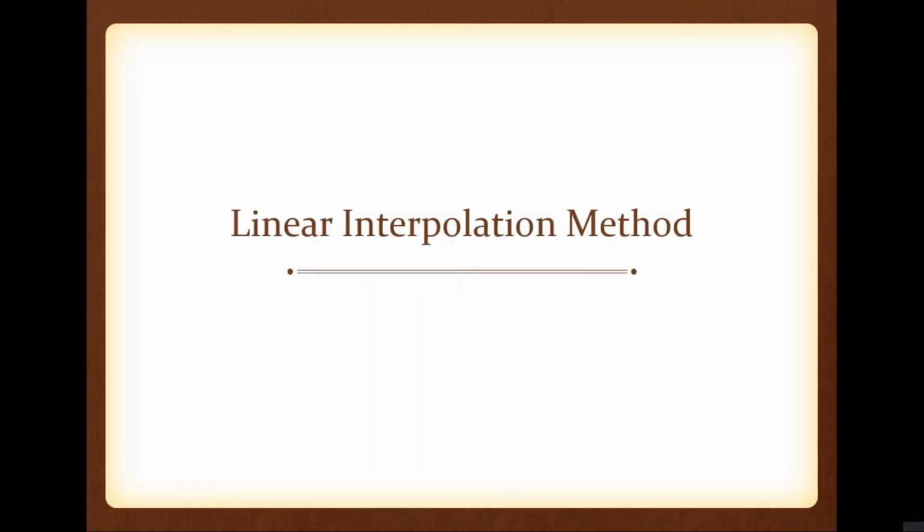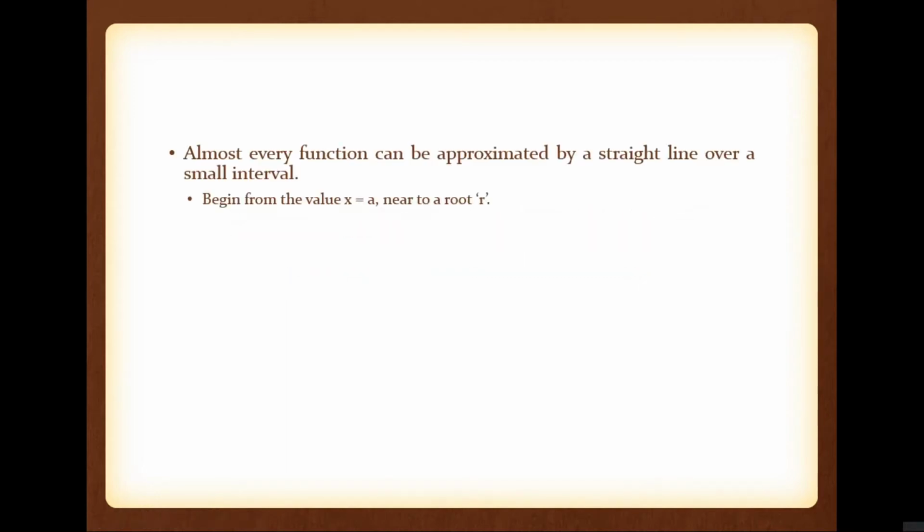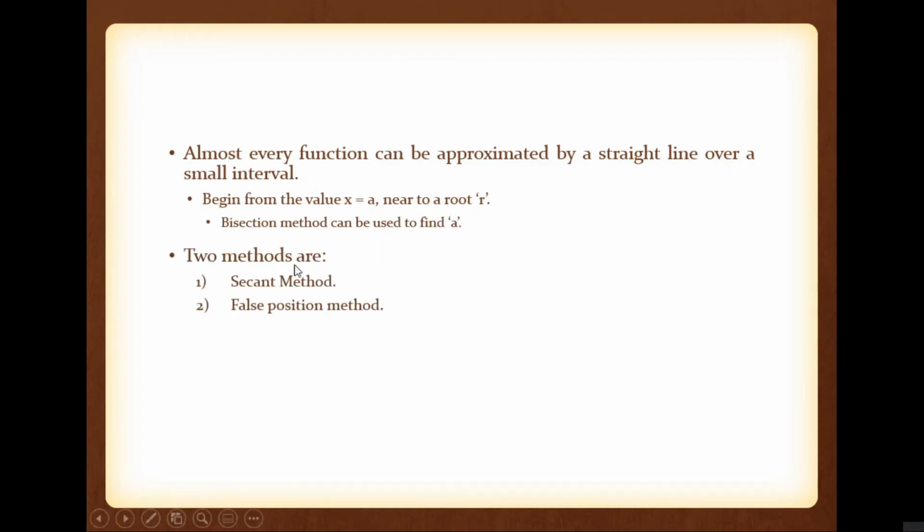So now we are going to discuss the linear interpolation method. By using straight line methods, linear interpolation means we are going to construct a straight line. By using the straight line, we are going to find the root. So it is known as the linear interpolation method. Actually, two methods are there in this linear interpolation: the secant method and the false position method.